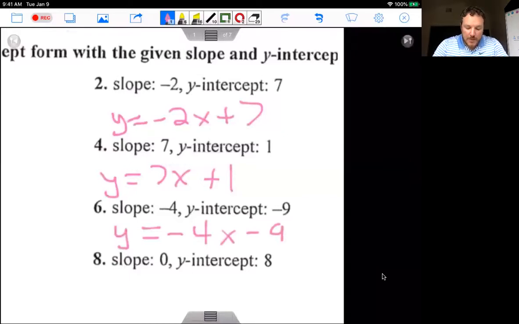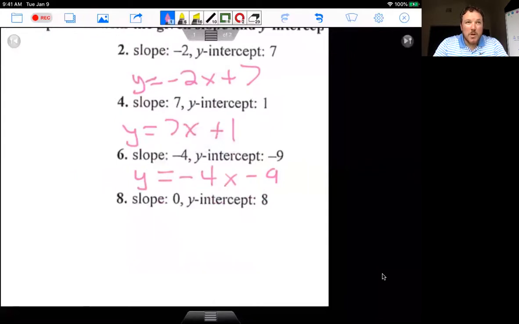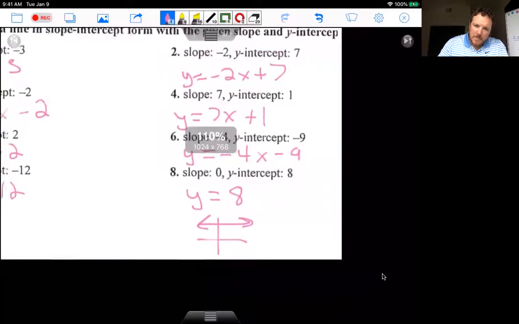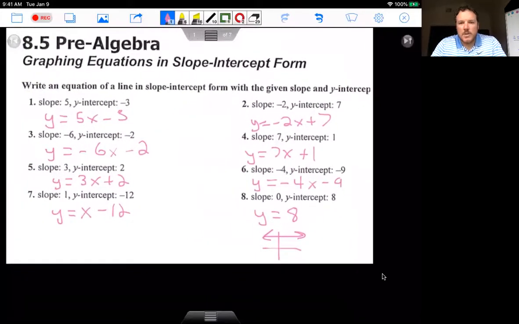And so here, the slope is 0. So you don't write 0x. 0 times x is 0. So we would have just y equals 8. Remember, that would be a horizontal line, right? Slope is 0. Remember the skier going 0 miles per hour. If we had a graph, it would look like that. Okay. So those are our answers there. Super easy. Just writing it down should take y'all 2 seconds to get all that stuff down. There's no tricks really, except for 8 a little bit, okay?